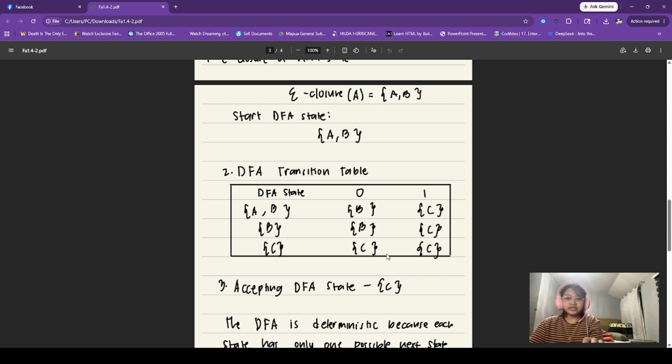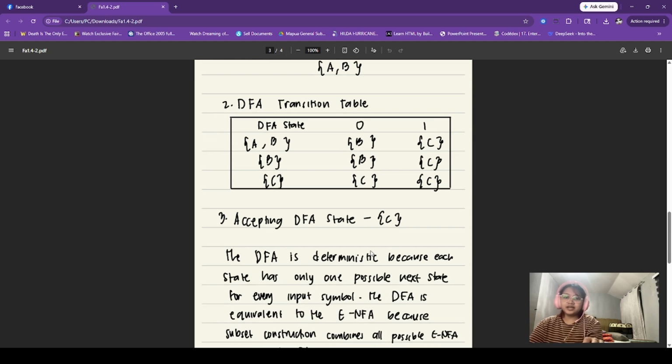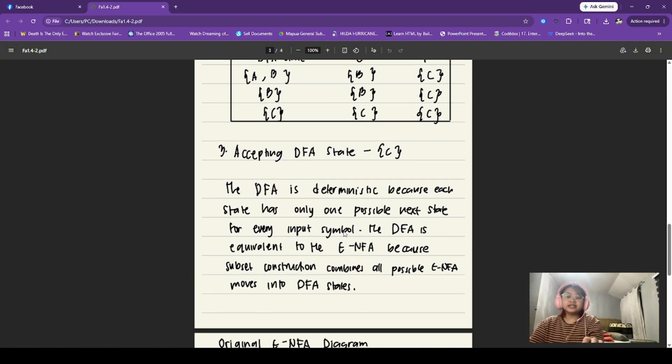The accepting DFA state is C because it contains the accepting state C. The DFA is deterministic because each state has exactly one next state for every input symbol. The DFA is also equivalent to the epsilon NFA because subset construction preserves the language accepted by automata.